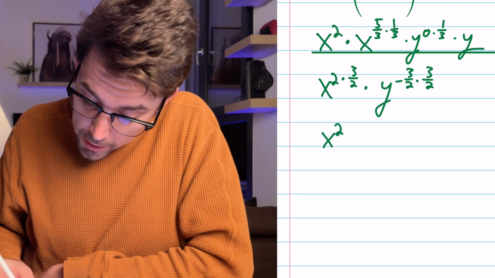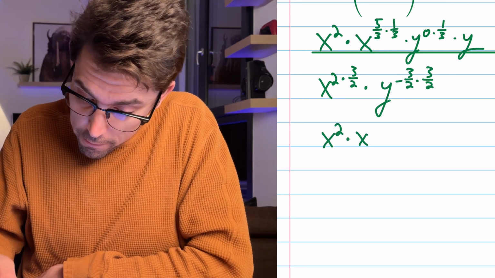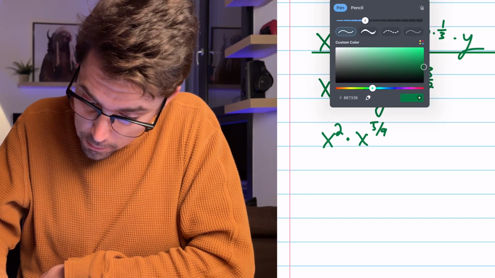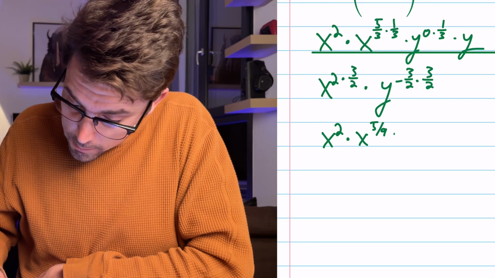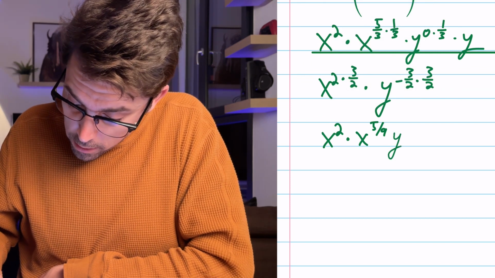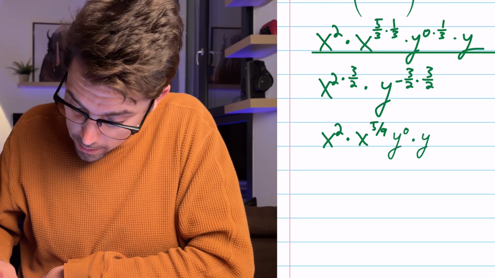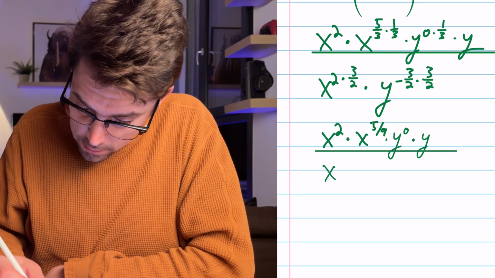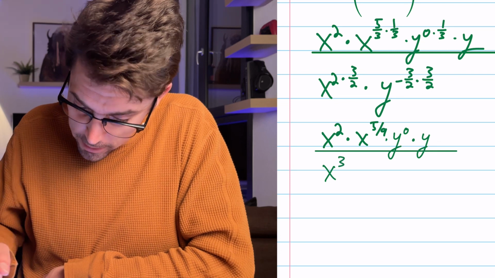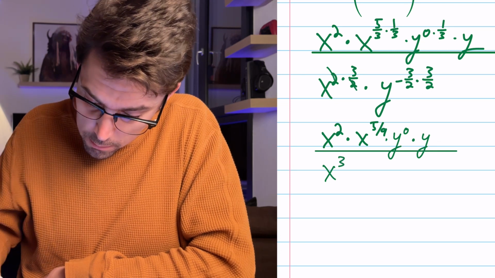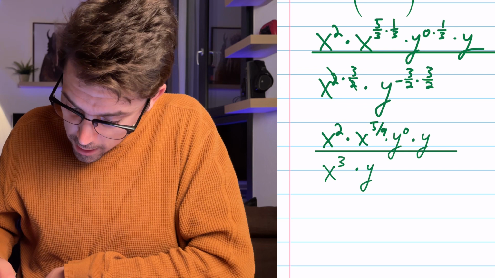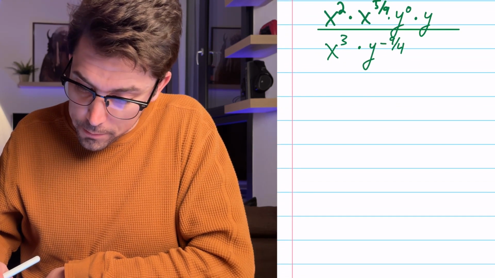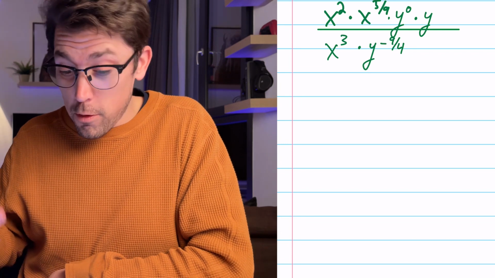So I still have x squared here times x to the 5 over 9. Let me make this a little bit smaller. Times y to the 0 times 1/3. That's 0 times y. All over x to the 2 times 3 over 2. That's going to simplify down to 3, just because this would cancel with that. Times y to the negative 9 over 4. All right. Getting there, but we still got to simplify this further and further.